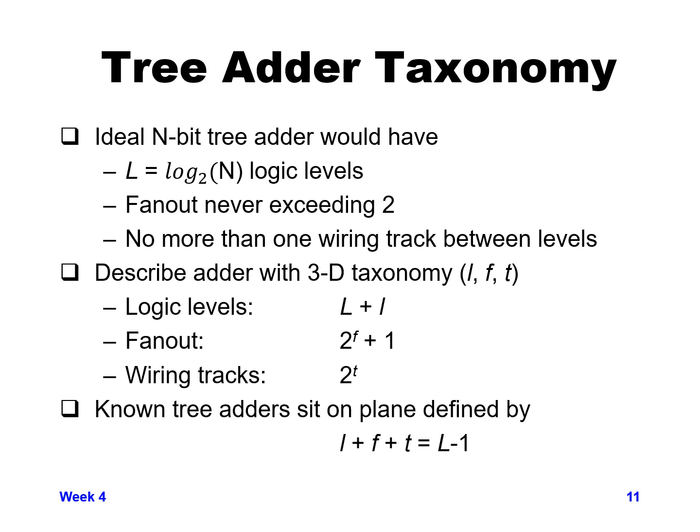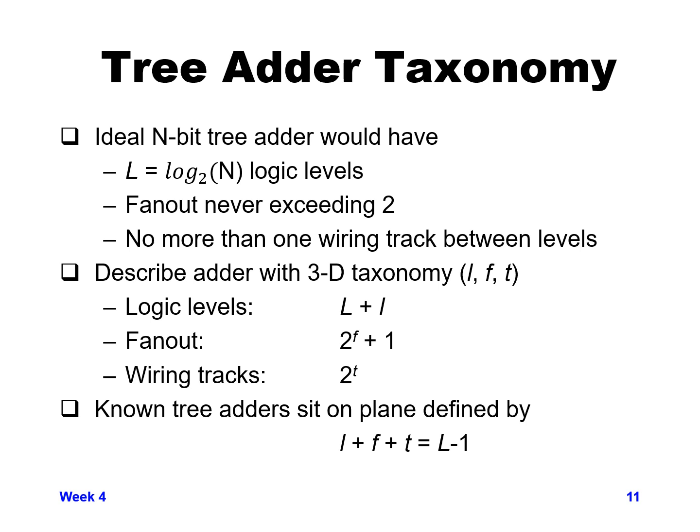Next, looking at the fan out for any of the tree adders we've looked at, the best fan out, as far as the smallest fan out for any given stage, is a fan out not exceeding 2. So 2 is the best fan out that we've been able to do. And then the number of wiring tracks, since we did discuss that, we would want no more than one wiring track between levels. So this is the ideal adder.